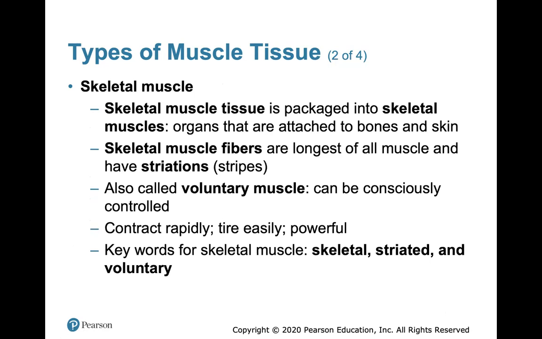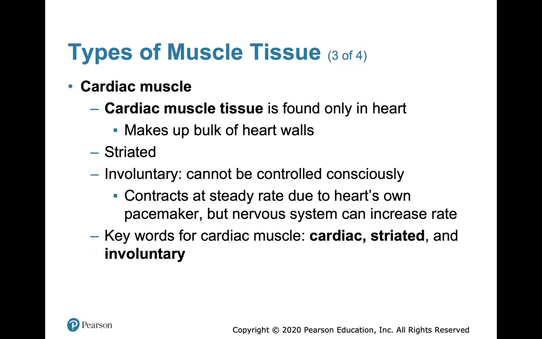So here's some really good information reviewing skeletal muscle that I'm going to let you guys review on your own. We talked a little bit about this in histology. There are striations, it's voluntary, it contracts rapidly, so it tires easily, and it's extremely powerful. So your skeletal muscles are the ones that you probably learned in anatomy: your biceps, your triceps, your rectus abdominis, your rectus femoris, your sartorius, your quadriceps. The key words for skeletal muscle are skeletal, striated, and voluntary.